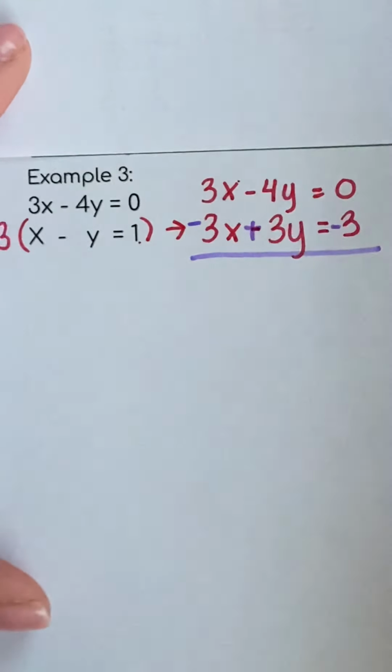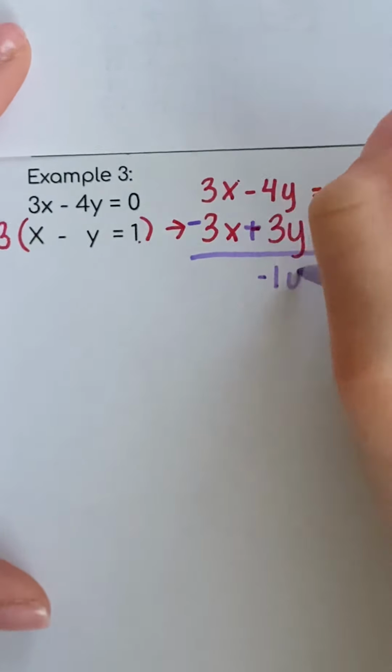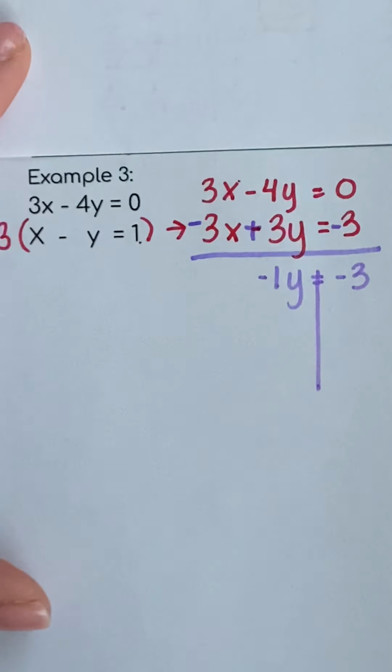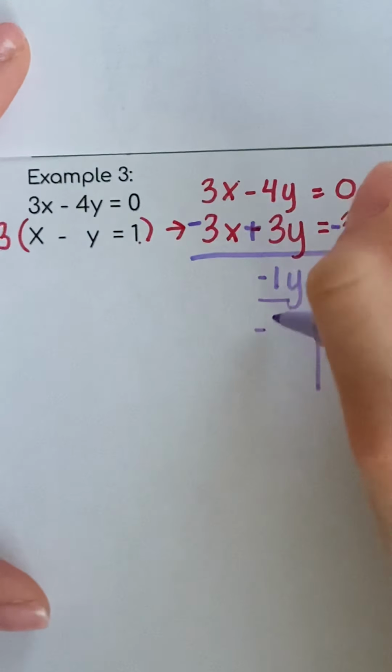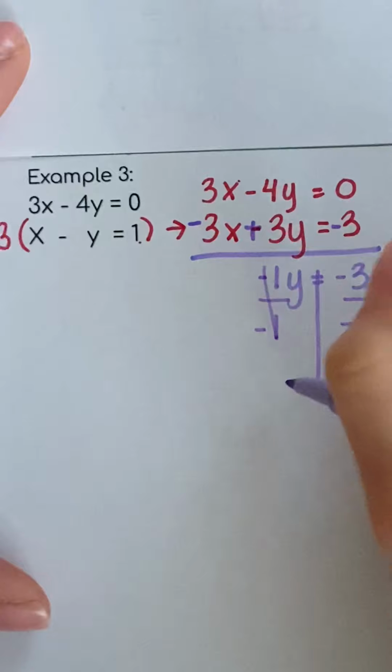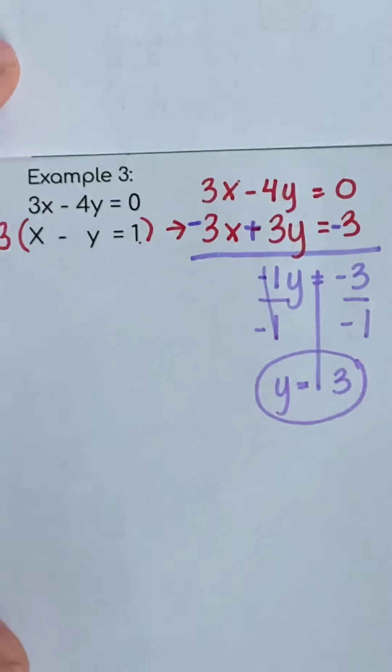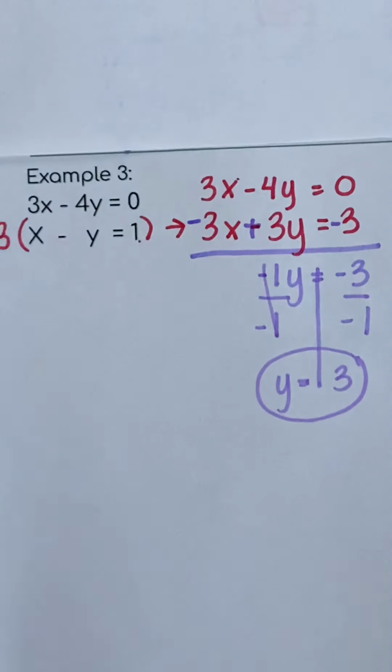Negative 4y plus 3y is a negative 1y. 0 minus 3, negative 3, divide. You should have gotten y equals 3.